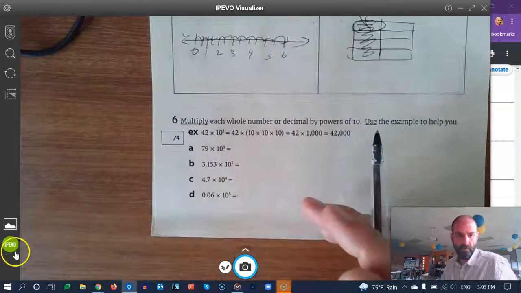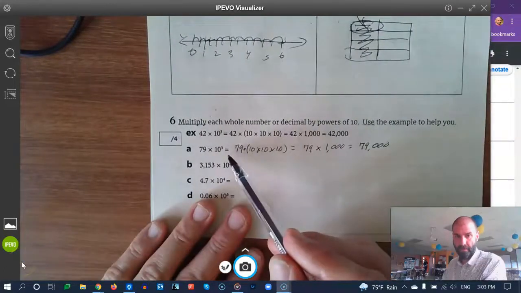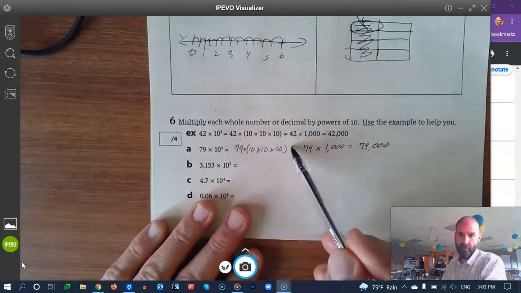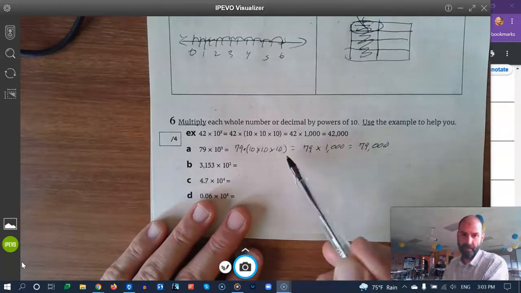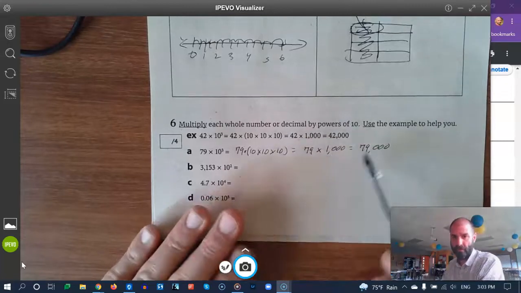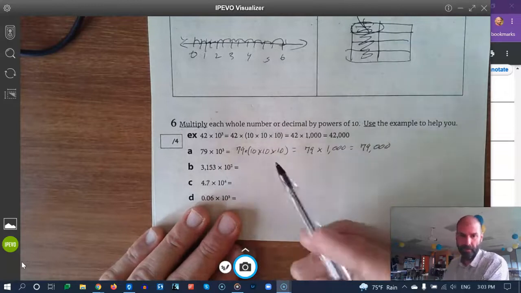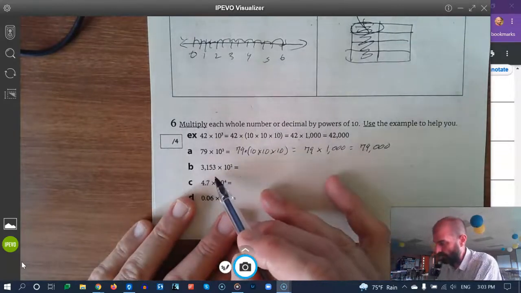Okay, so here we go. All right, so A is 79 times 10 3 times, because that's to the third, which is equal to 79 times 1,000, because 10 times 10 times 10 equals 1,000, which equals 79,000. So 79 times 10 cubed equals 79,000. Let's look at the next one.